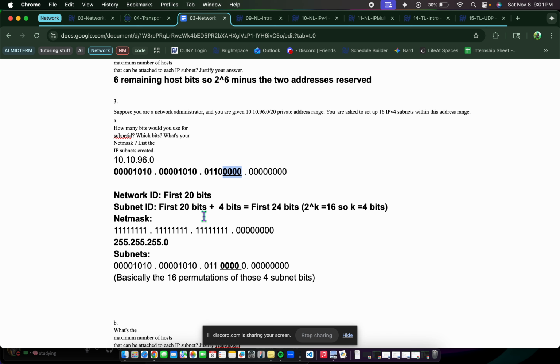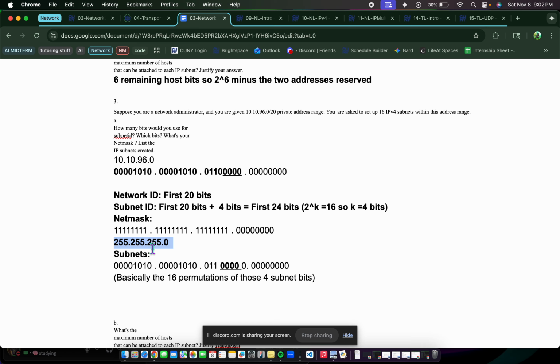So that means 20 plus 4, 24 bits are for the subnet ID. So to get the net mask, we just make all ones in the first 24 bits. And this is actually really nice and easy to compute because this is literally just 255.255.255.